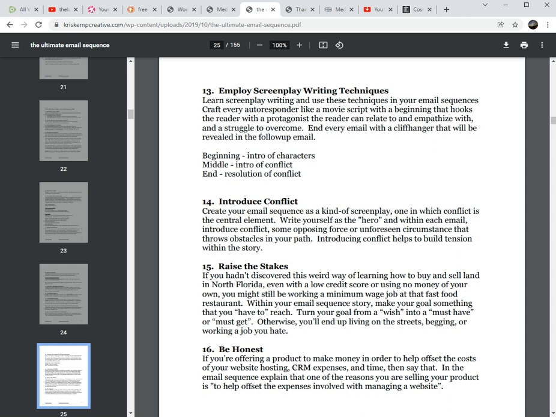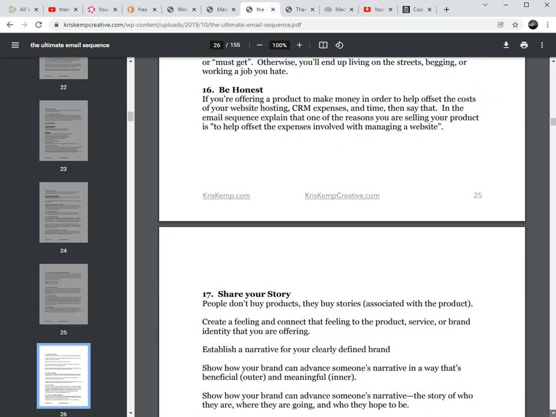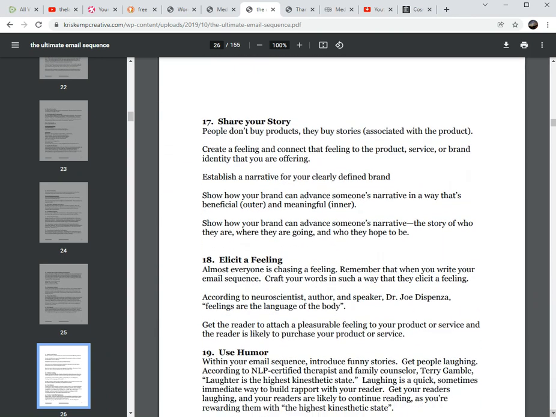Number 16, be honest. So if you're offering a product to make money in order to help offset the cost of your website hosting, CRM, expenses, and time, then say that. In the email sequence, explain that one of the reasons you're selling your product is to, quote, help offset the expenses involved with managing a website. Just be honest.